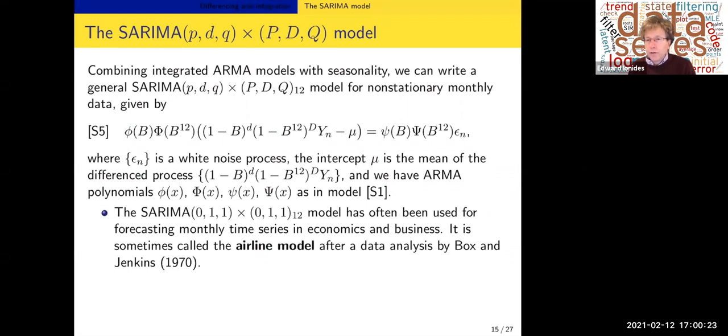Well, we're going to move on in the next part to using ARMA methods for regression and estimating covariance.